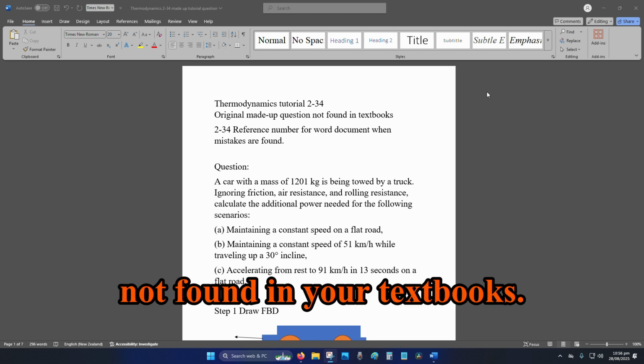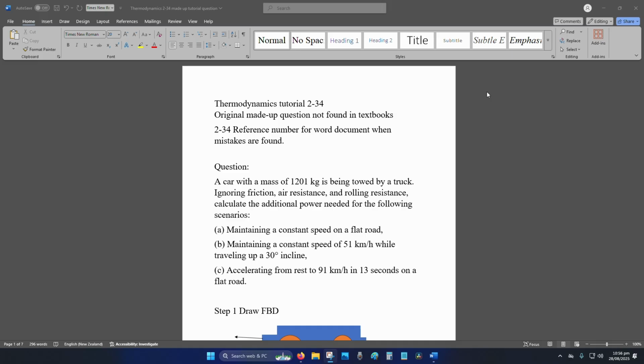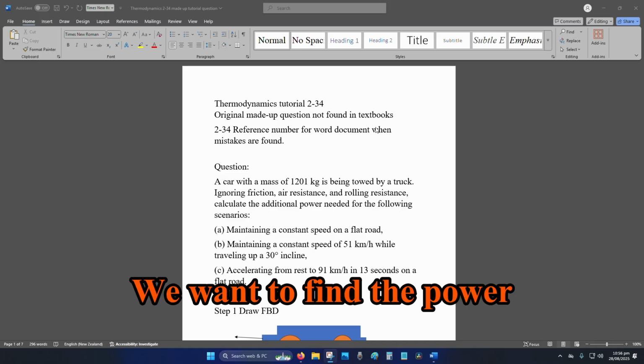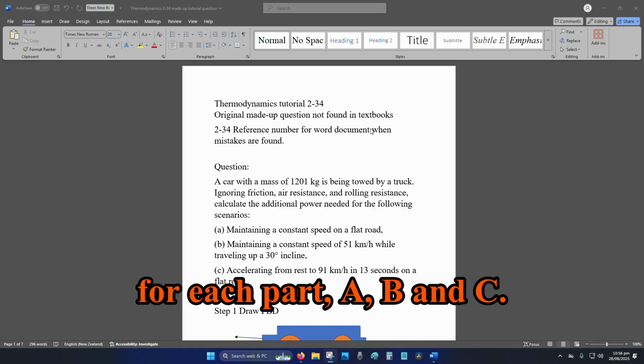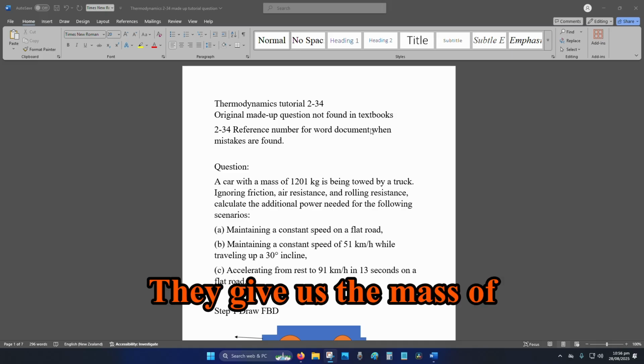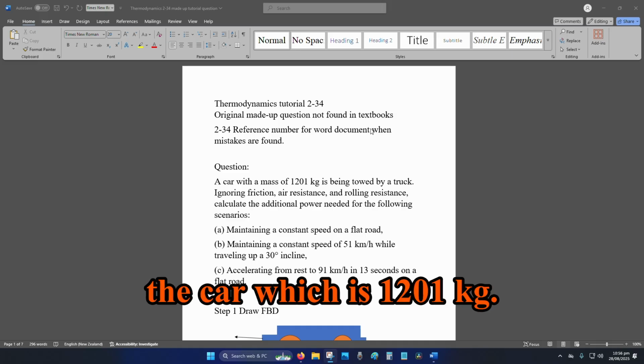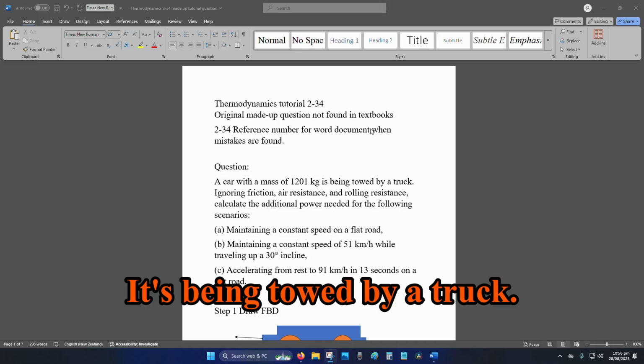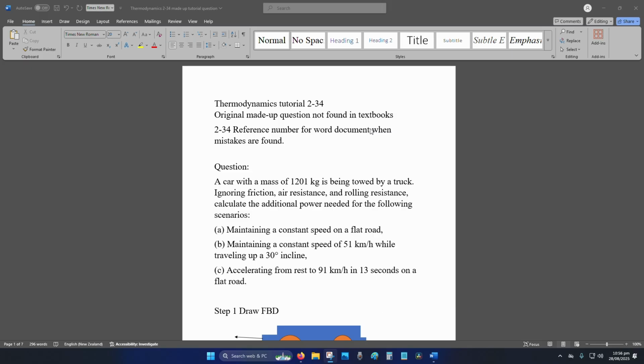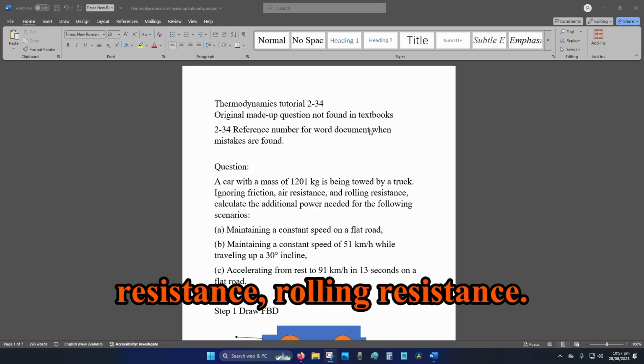This is a made-up question not found in your textbooks. We got three parts. We want to find the power for each part, A, B, and C. They give us the mass of the car, which is 1,201 kilograms. It's being towed by a truck. We ignore friction, air resistance, and rolling resistance.